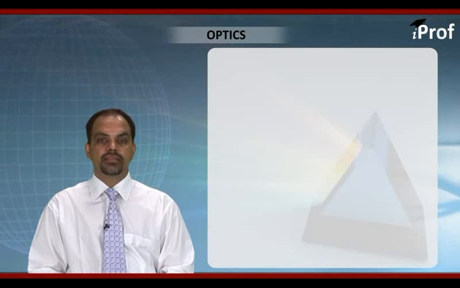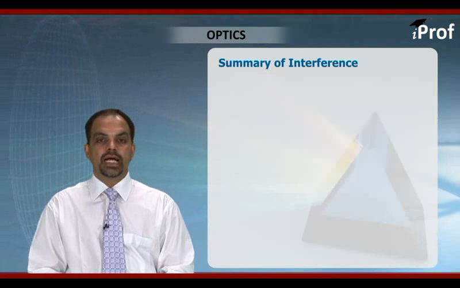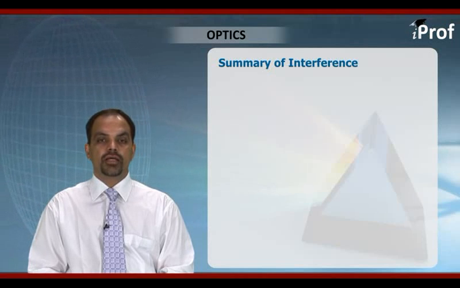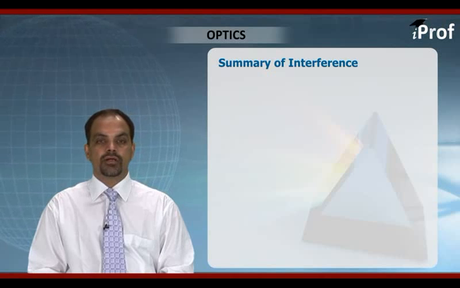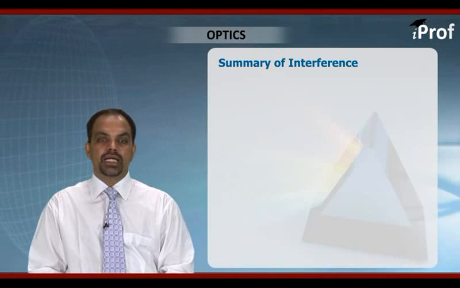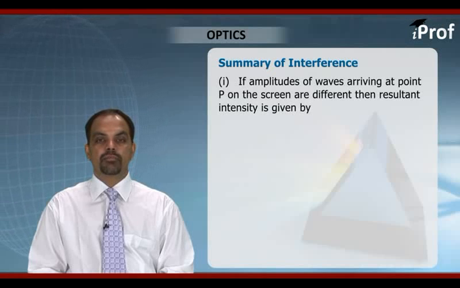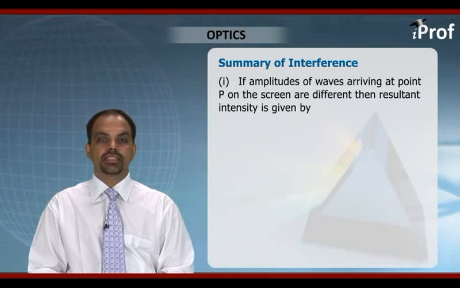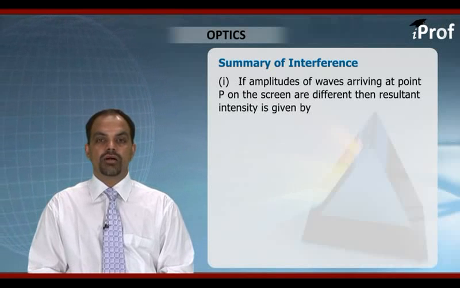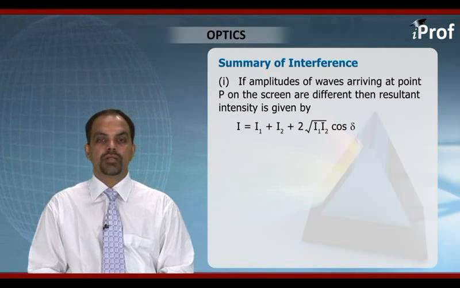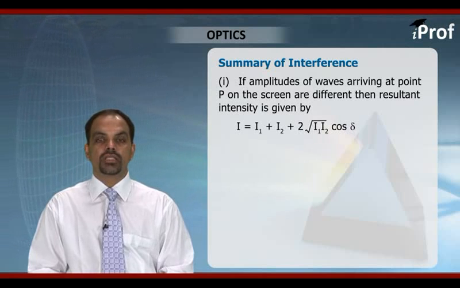Let us summarize interference and the critical points that are important in YDAC setup. The first point that we take up as a part of summary: suppose the amplitudes of waves arriving at point P on the screen are different, then the resultant intensity at the point of interest will be I equal to I1 plus I2 plus twice under root I1 I2 cos delta.